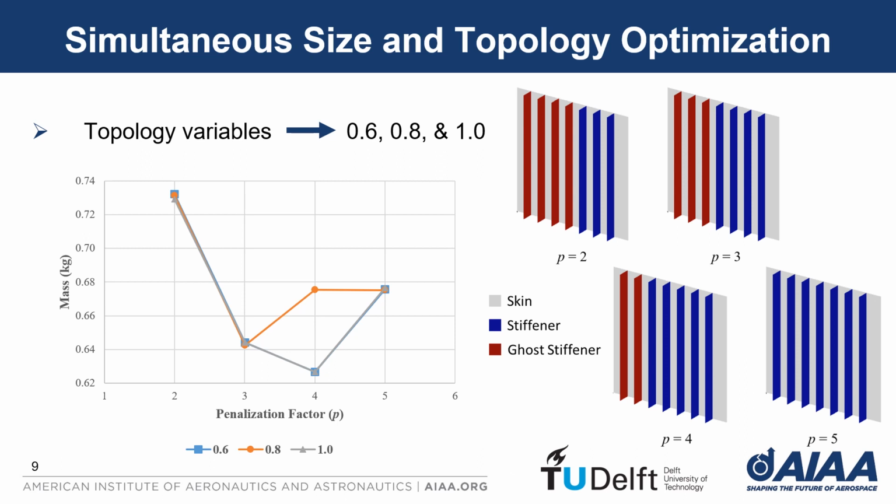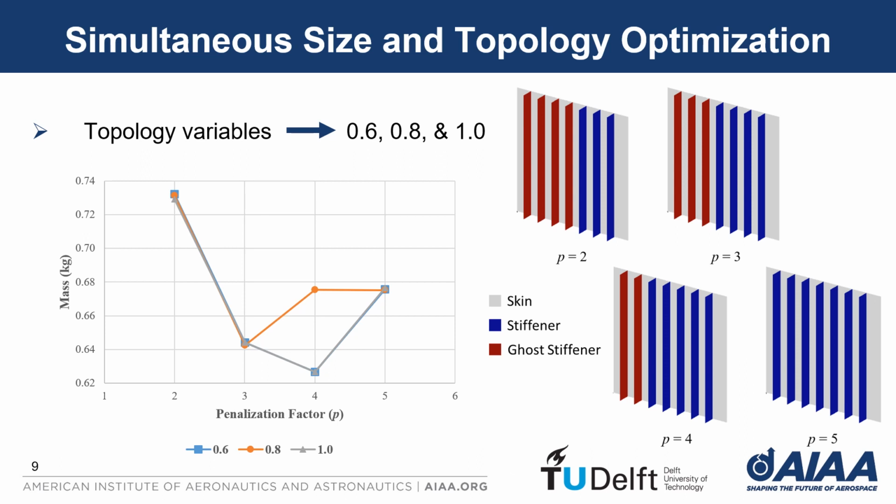The optimal mass can be sensitive to the initial design. Therefore, additional investigations are conducted using the designs with different values of topology variables and the penalization factor. It is observed that the penalization factor strongly influences the number of ghost stiffeners in the optimal design.